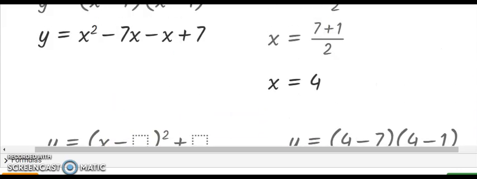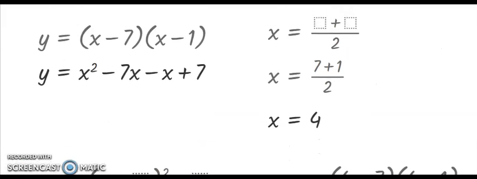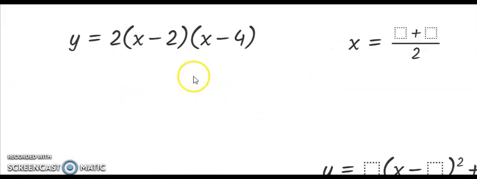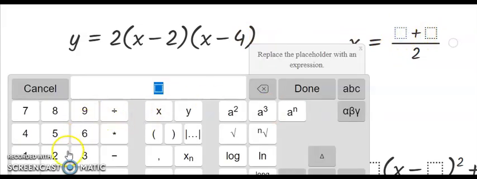Again, we'll come back and take a look at the quadratic in general form in problem number 3. Okay, for this problem here, actually the last two problems, all we're going to do is convert into vertex form. So the two zeros are going to be 2 and 4, since 2 minus 2 is 0 and 4 minus 4 is 0.